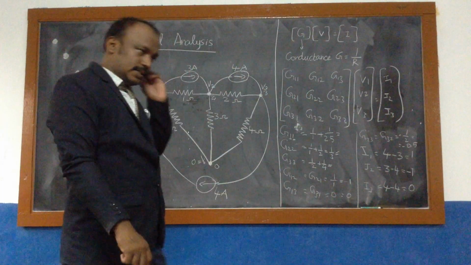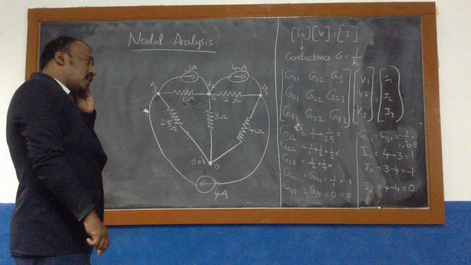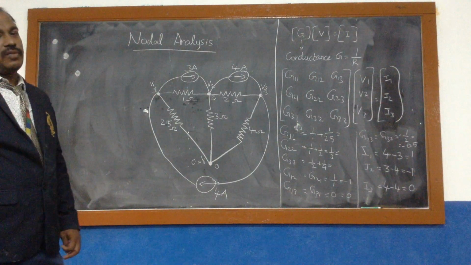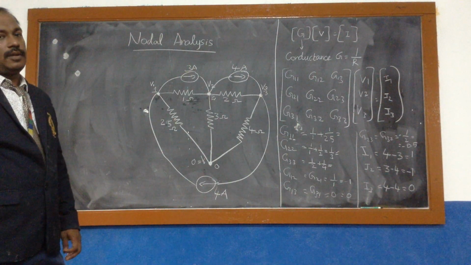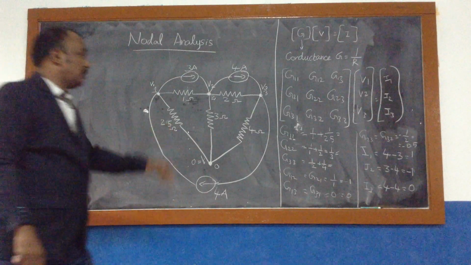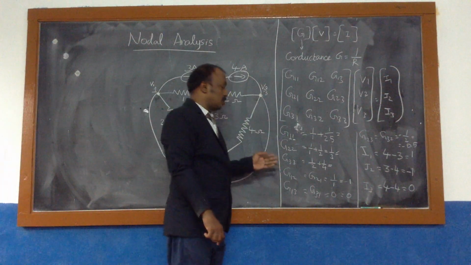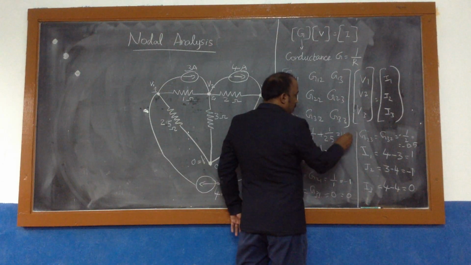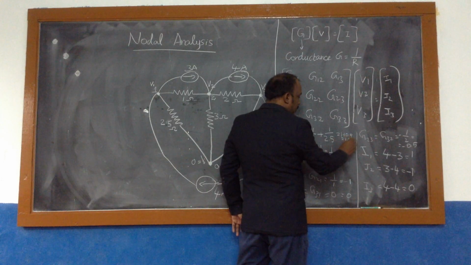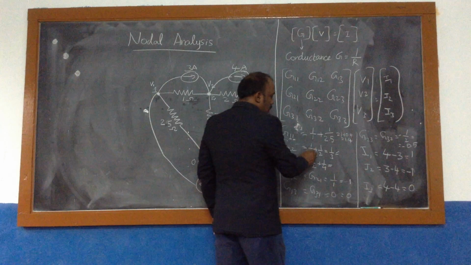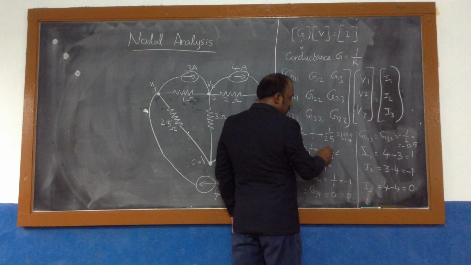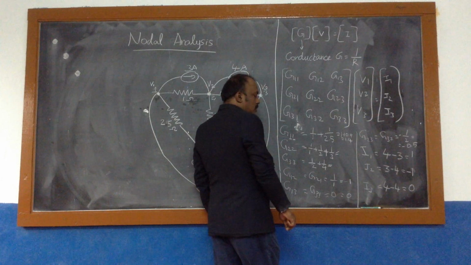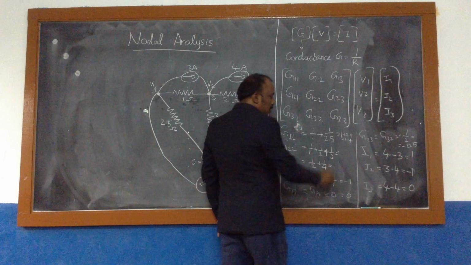Understood? Yes. Now we have all the values. We forgot to put the values of G1, G2, G3. Put that value 1 by 1, 0.4, which is equal to 1.4. Here it will be 1 by 1, plus 1 by 0.5. This one is plus 1 by 3, 0.33. So what will be the value? 1 plus 0.5 plus 0.33.